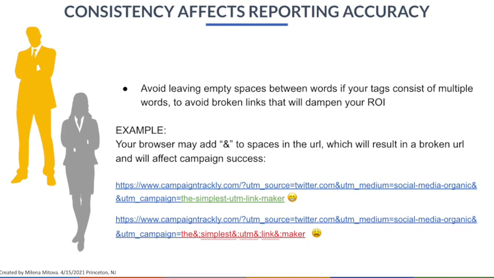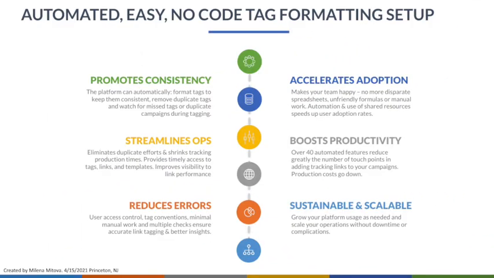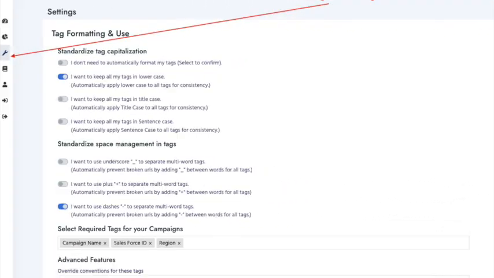To support you with your naming and formatting convention strategies, we are making it easy for you to set things up automatically, so you don't have to worry about these details. Our app takes care of everything for you. No manual work or code. How to set up things automatically in seconds. Open the tag formatting page by accessing it through the settings menu.